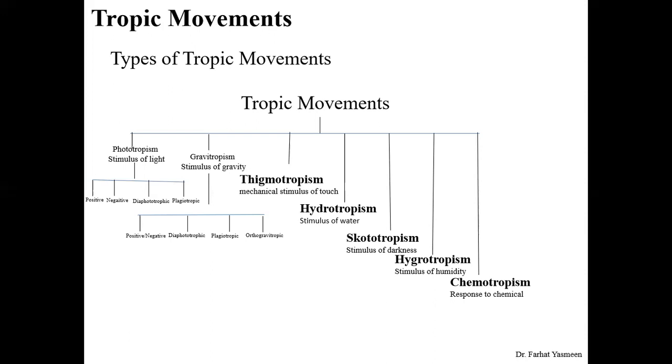Hygrotropism, as the name indicates, is a response towards humidity. If there is any change in the humidity gradient, then there will be a movement within the plant. And the last tropic movement is chemotropism. That is basically the response to chemicals. If any chemical is present in the environment and it is acting as an external stimulus, then the plant will also show movement towards or away from the chemical. So this type of movement is also known as chemotropism.